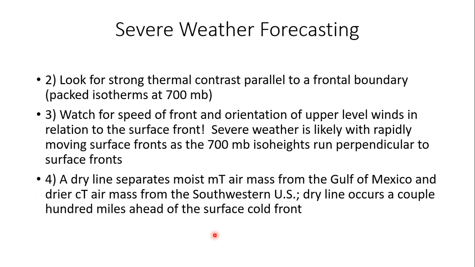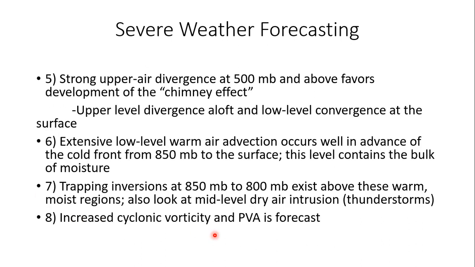Okay. Moving on now. Number 5 for severe weather forecasting. I'm looking for strong upper air divergence at 500 millibars and above that level too, which is going to favor development of a chimney effect. Upper level divergence aloft and low level convergence at the surface. Those are the 2 things I'm looking for. I want upward vertical rising air motion to get my severe weather.